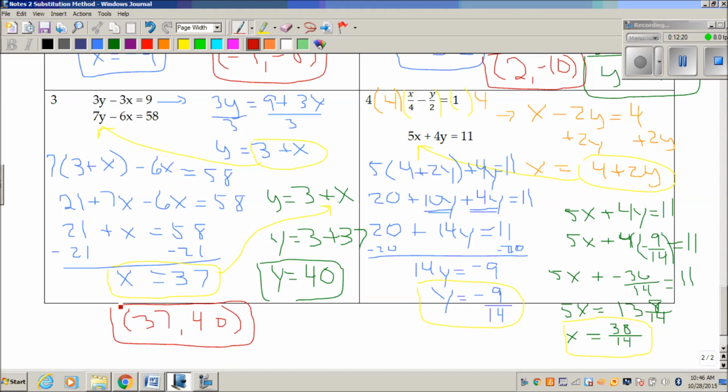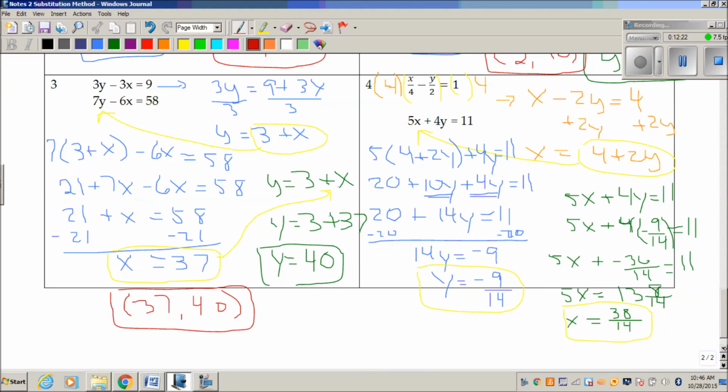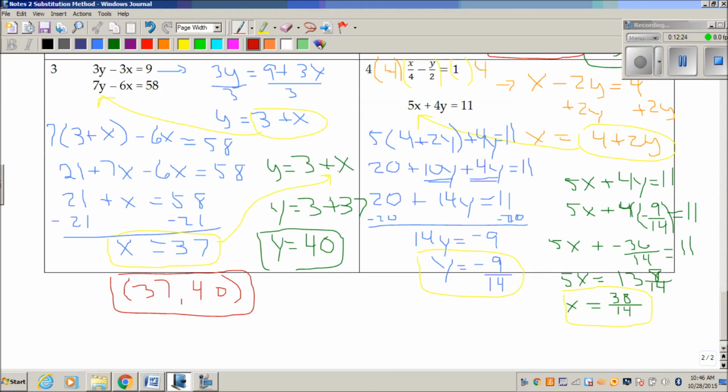Number 4, the answer was not so pretty, but with a calculator, definitely doable. X is equal to 38/14, or the equivalent. And then y was negative 9/14. Now, like I said, this is not a very pleasant answer, but with a graphing calculator that does fractions for you, really not a big deal.